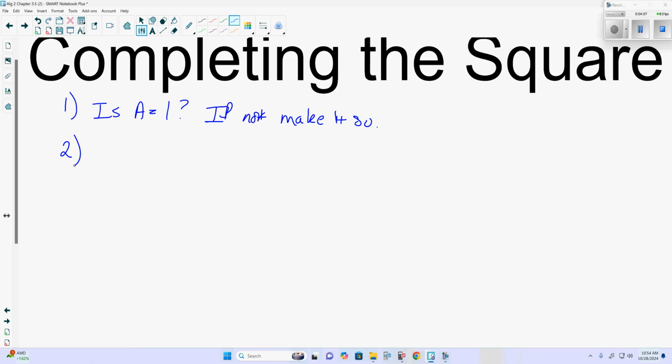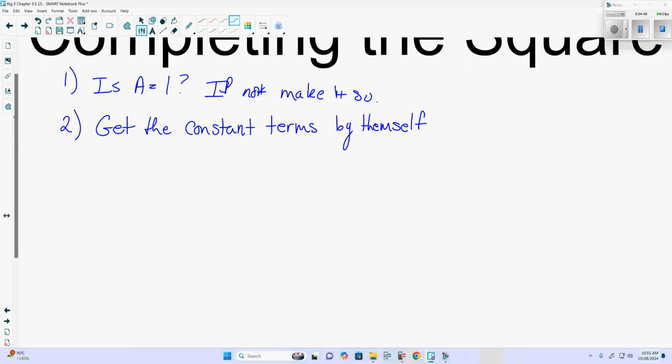Step number 2 is to get the constant terms by themselves. Essentially, all that's saying is that the constant terms are on one side, our variables on the other, and leave 2 spaces. We're going to have 1 space on either side because we're going to add in our c. We're leaving room for c.